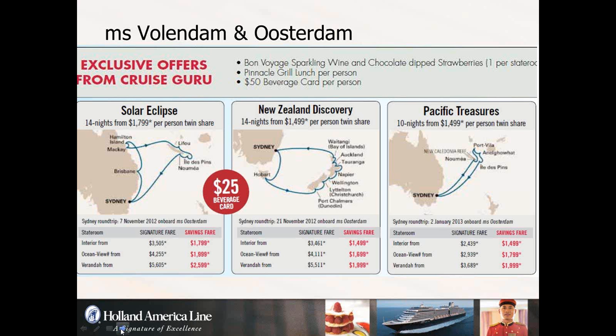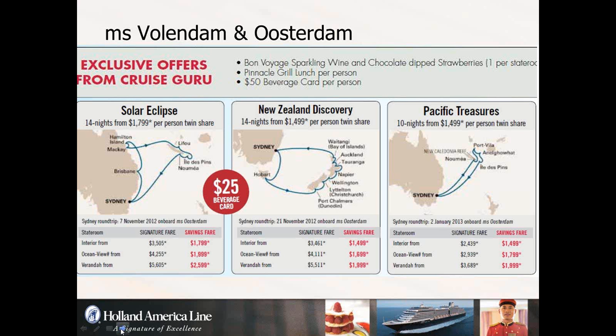Unique for this year, we also have the Solar Eclipse Cruise, which is a cruise out of Sydney, taking up the east coast of Australia, and you really will be in the best location to get the best advantage of the solar eclipse at this particular time of year. It departs 7 November. It is on the Oosterdam, and the 14-night cruise starts at $1,700. Do bear in mind the cruise to the left and the cruise to the middle there, the beverage card is only $25 on those 2 particular cruises, whereas on the other cruises it is $50.